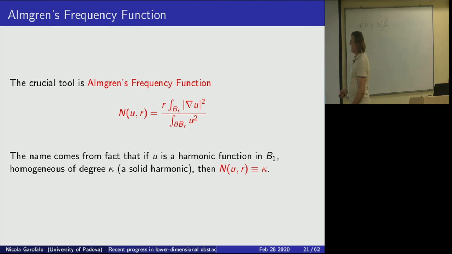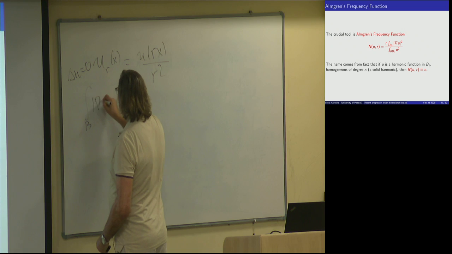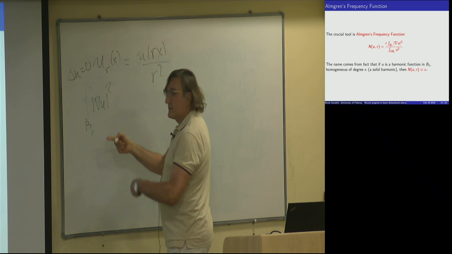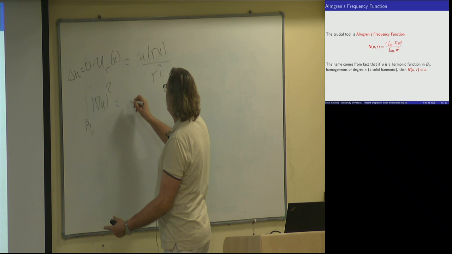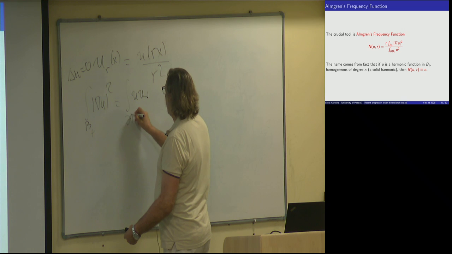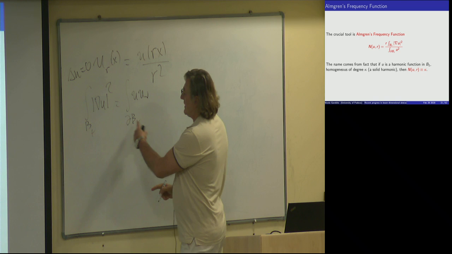Okay, so I would not suggest that you give this as a calculus exercise, but it's a good thing to think about once you know the theorem. And moreover, you can check that for a harmonic function, this quantity is identically constant if and only if the function is homogeneous of degree kappa. So this frequency takes its name from the fact that, I mean, it is quite obvious, and let me show you why. So u is harmonic. So the integral of gradient u squared on a ball of radius r, by the divergence theorem and the equation, is equal to the integral of u u_nu on the boundary. I've used the equation and the divergence theorem.